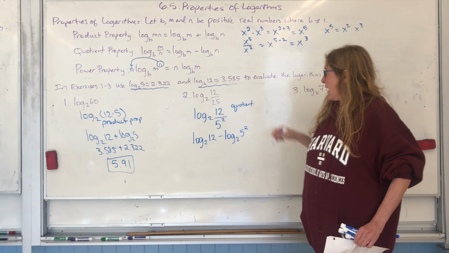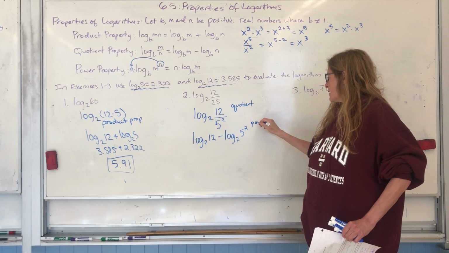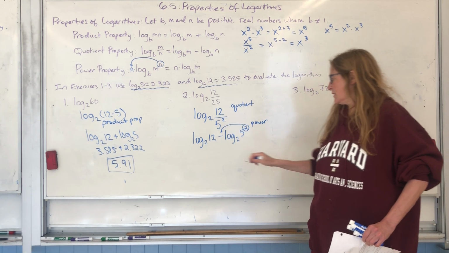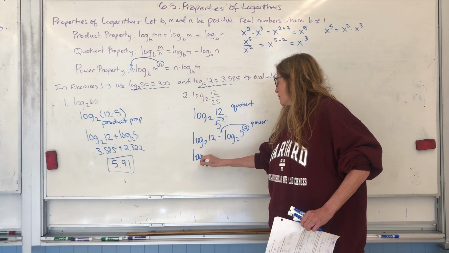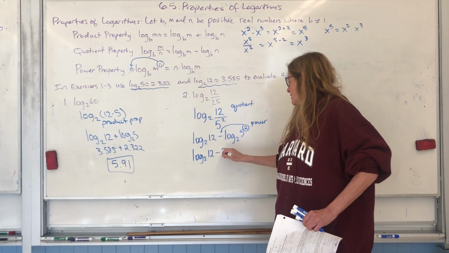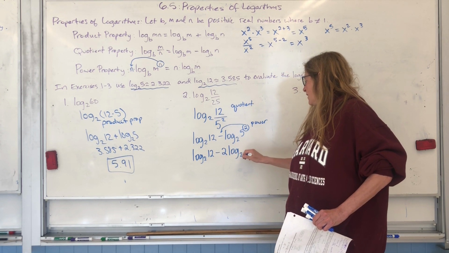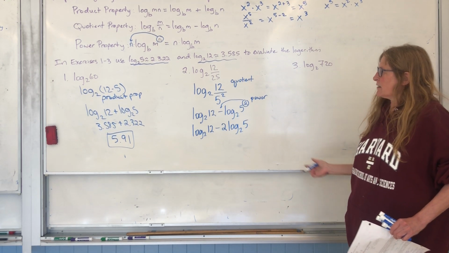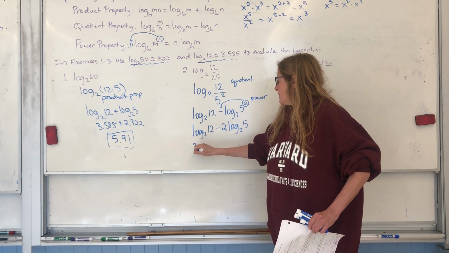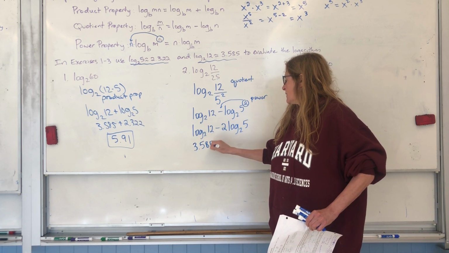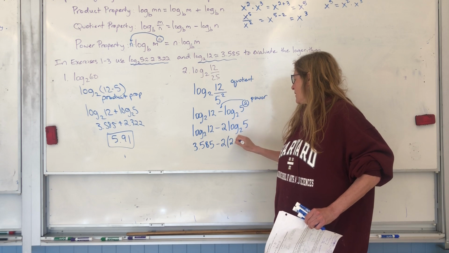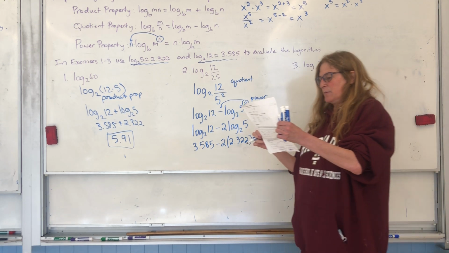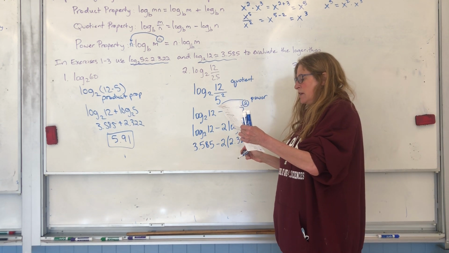And we know from our power property here that we can move the 2 into the front as well. So I can say log base 2 of 12 minus 2 times log base 2 of 5. All right, now I have enough information to substitute in the 3.585 here, and the 2.322 here. And that is going to get me negative 1.06.